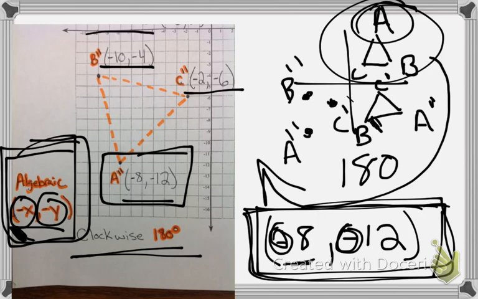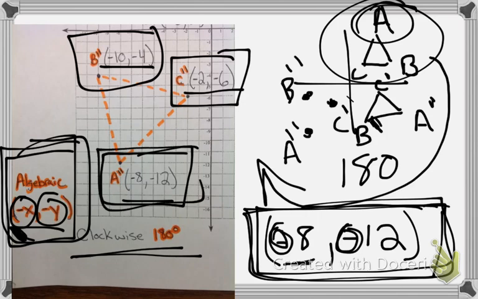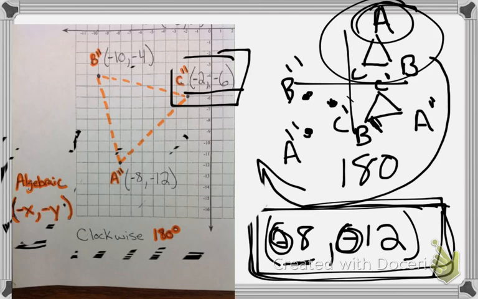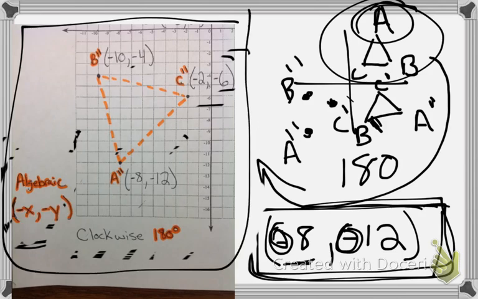Okay? Make sure you label everything and you put the points on your graph. Make sure you say clockwise 180 degrees. Make sure you have the algebraic representation. Make sure you have everything that is on this page. So everything that is on this page you should have on your paper.